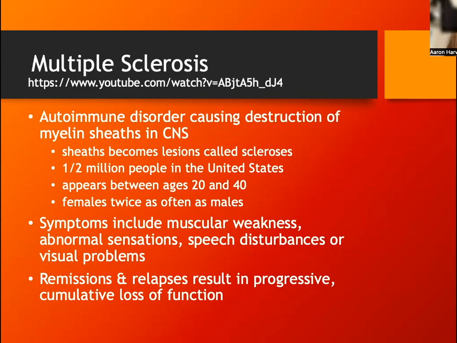So basically, the myelin sheath is affected, so it's harder and slower to conduct your impulses. But the nerves themselves are not damaged, but the conduction is, and it affects the way you're able to signal. So that unfortunately is multiple sclerosis.